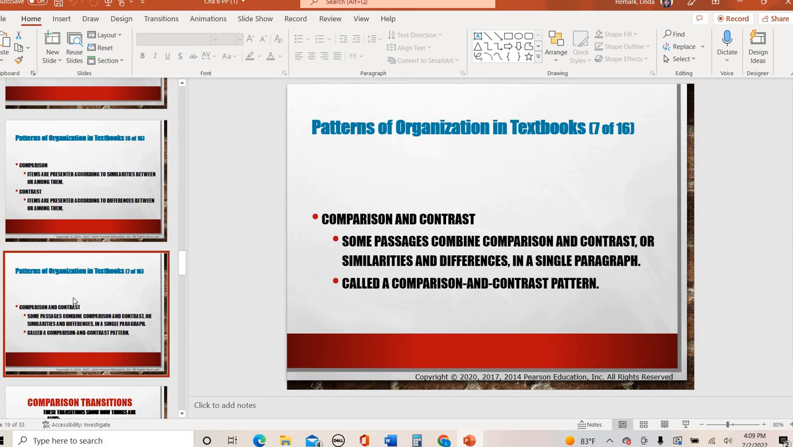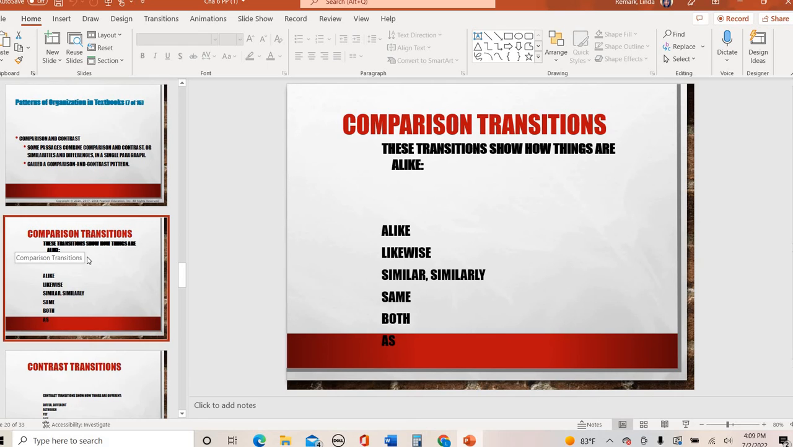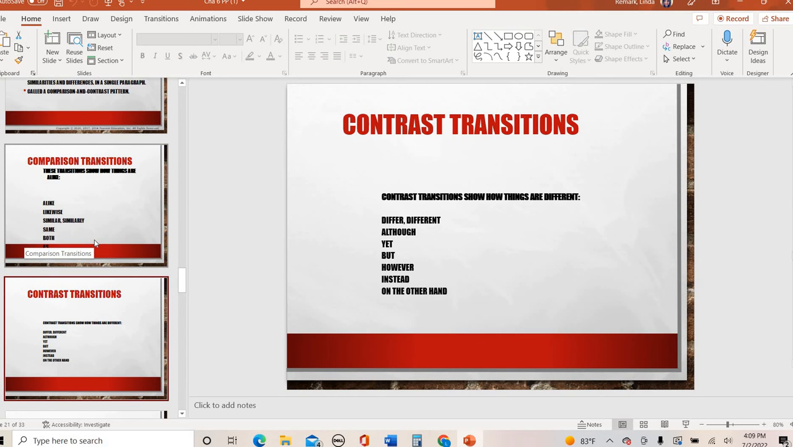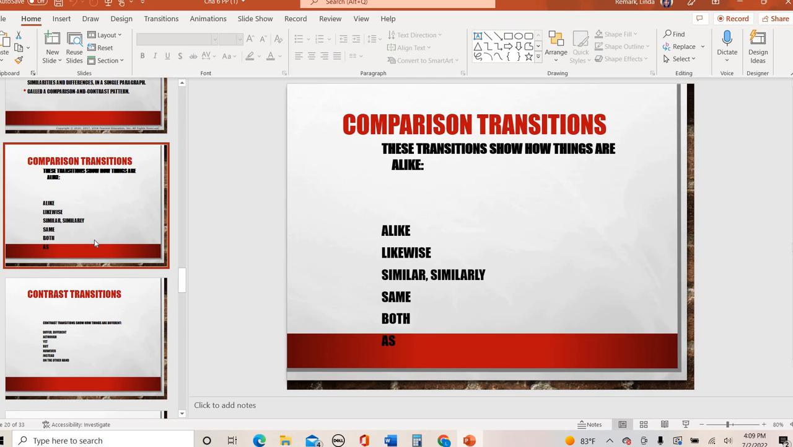So an author may mix and match, some comparison, some contrast, and some a little bit of both. They may use words like however, like, similar, different, yet, on the other hand, same, both. You can see these two slides go over comparison and contrast signals to let you know, this is what this author is doing.